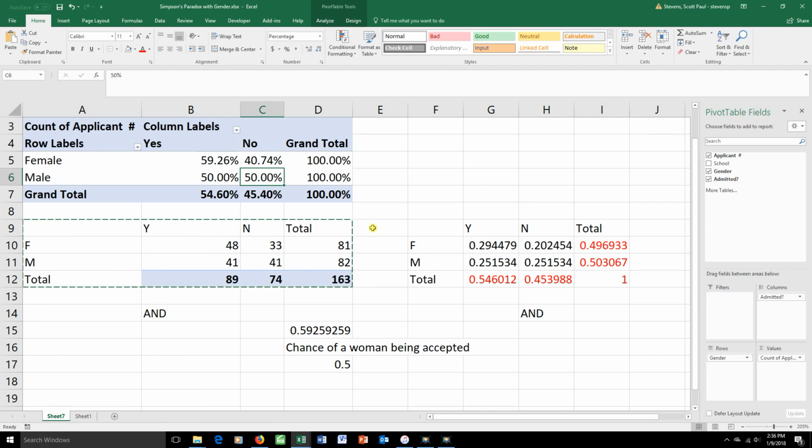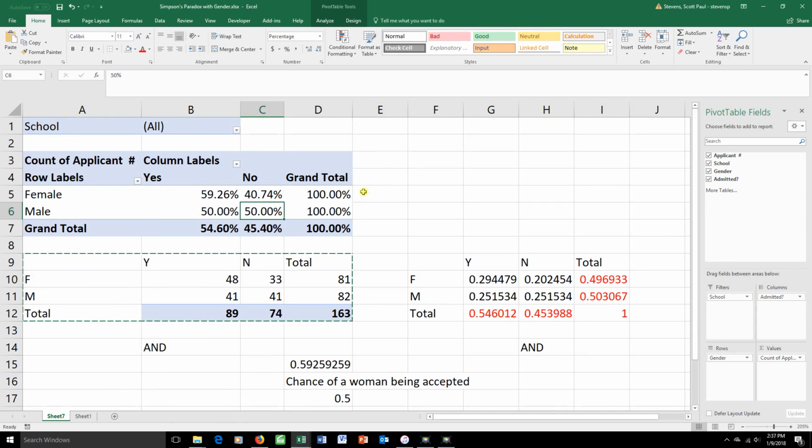There were two different schools, remember, and I can actually ask the pivot table to look at only one at a time. I'm going to grab school here and bring it down to the filters menu, and that allows me to specify which school I'm talking about. Right now we're talking about all schools, and as you can see, as we said, women are more likely than men to be admitted. But let's look at just one school. Let's look at school A.